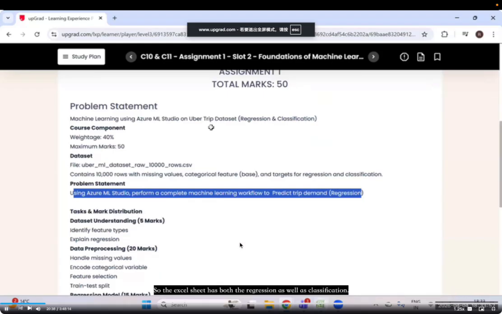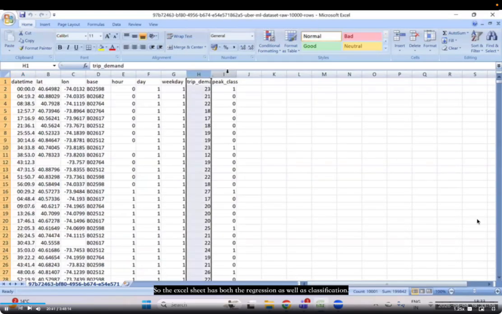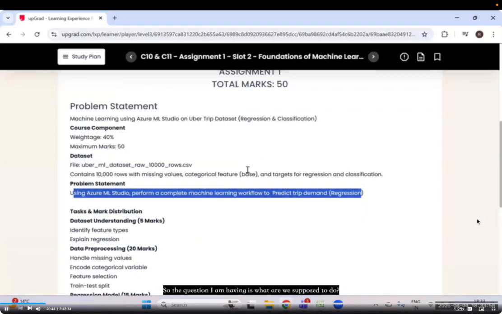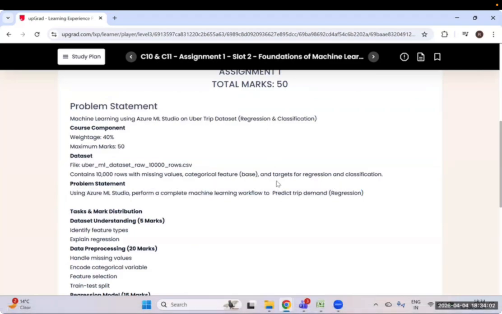The Excel sheet has both the regression as well as classification. So the question I'm having is, what are we supposed to do? Because I see two problem statements here.